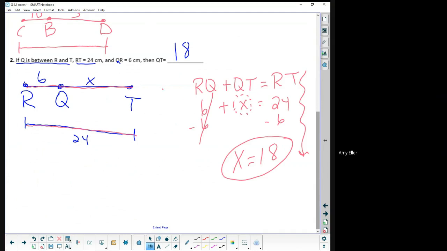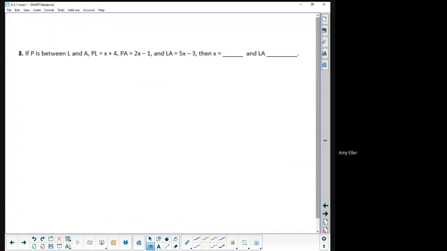This is segment addition postulate. What segments add together to get the whole thing? Number 3, if P is between L and A, go for it.